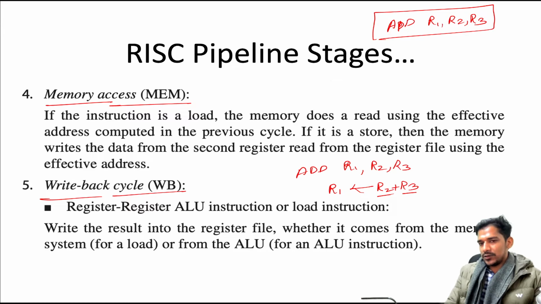Then you will add those two values in the execution cycle. In the execution cycle you will perform this ALU operation. Then in the fourth cycle we do not need to do anything, because we do not have any memory operand here. In the last cycle you will write the result into the register R1. That means in the write back cycle you are writing the result into R1, right?